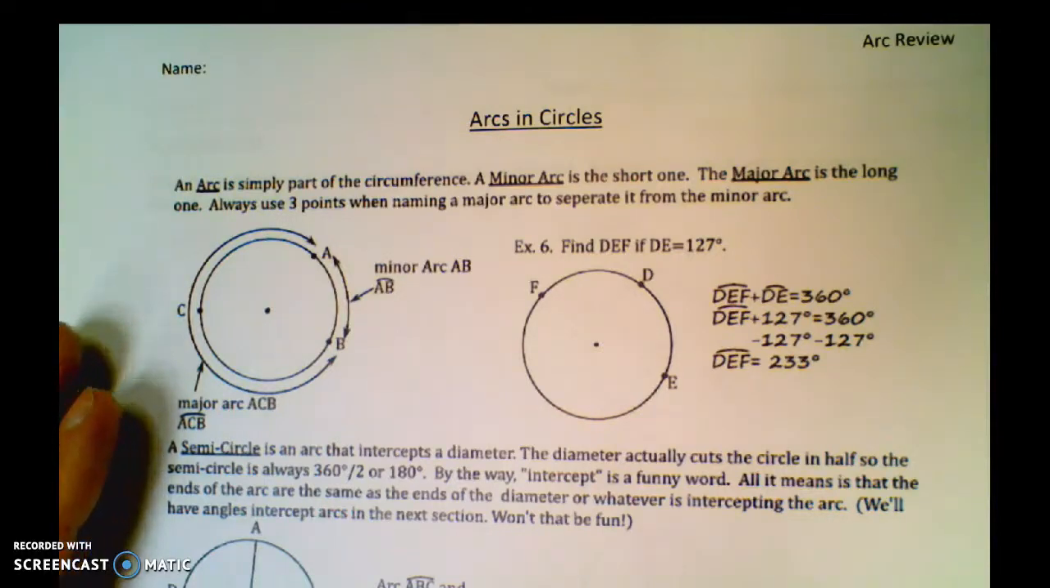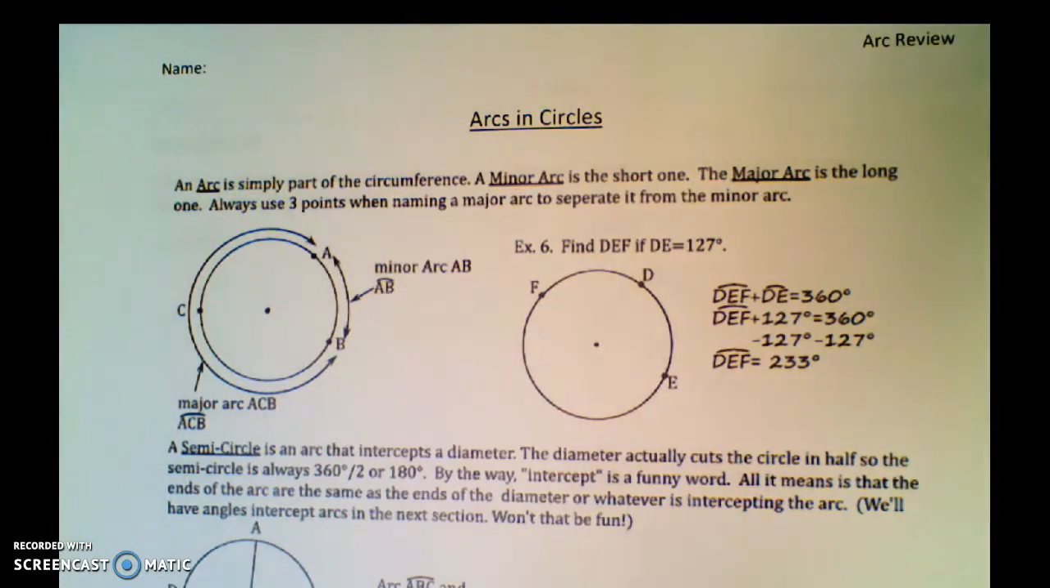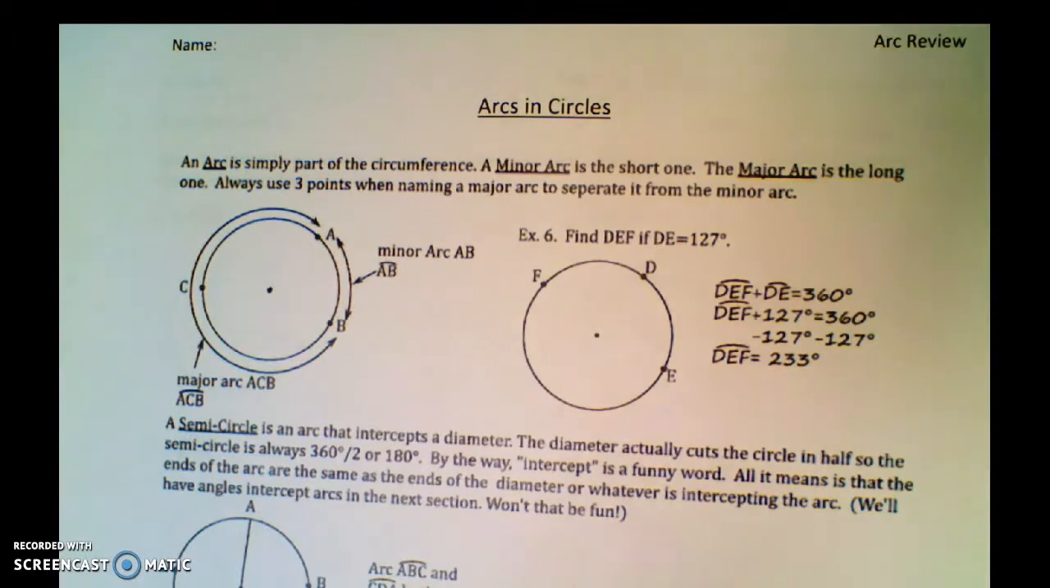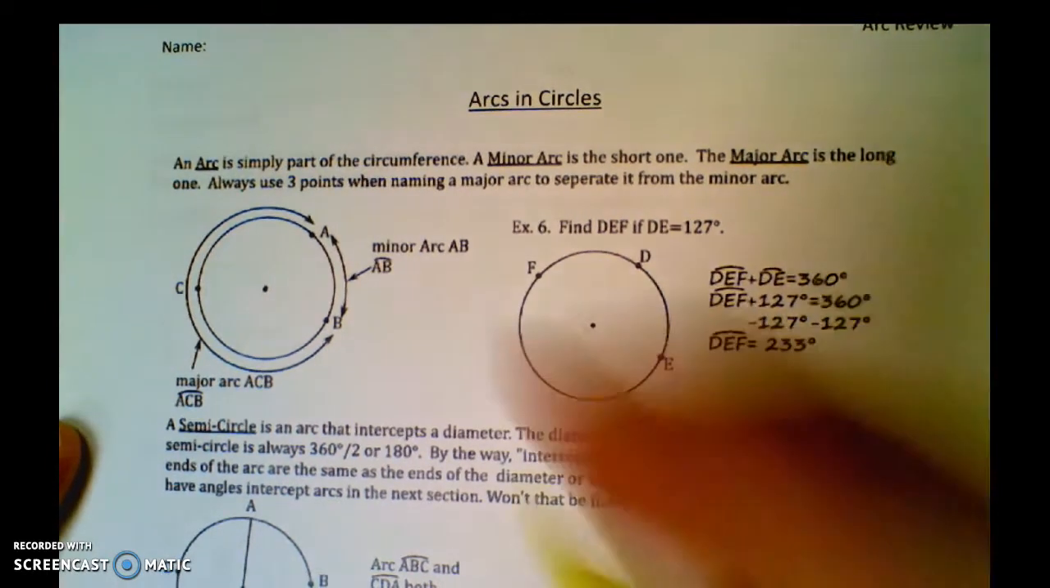Okay, let's just review arcs and how we calculate the measures of arcs and how we use arcs to find missing values. So let's review the terms. An arc is simply a part of the circumference of a circle. So remember, circumference is just the distance around the circle.